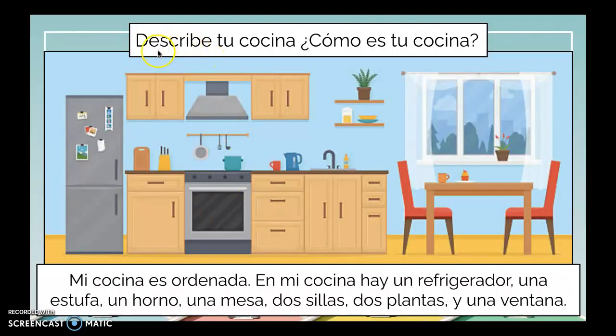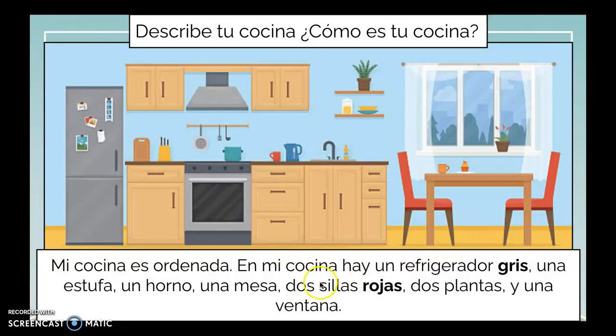And then let's try a kitchen. Describe tu cocina. ¿Cómo es tu cocina? Mi cocina es ordenada. En mi cocina hay un refrigerador, una estufa, un horno, una mesa, dos sillas, dos plantas y una ventana.